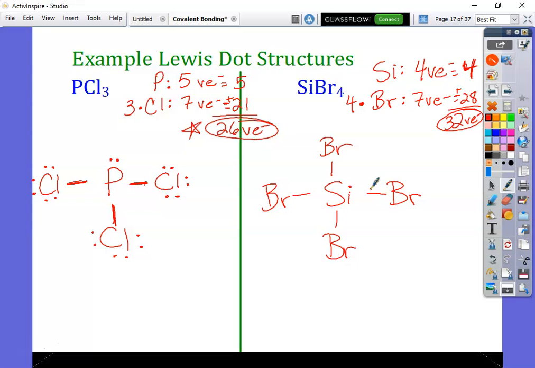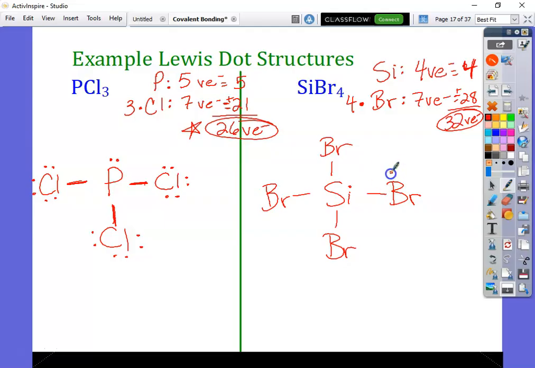Now take a look at this. Silicon, right now, it's done bonding. It has 4 bonded pairs of electrons on it. So actually, this is a good sign because we don't need to worry about silicon and its number of electrons anymore. But our bromines, however, each only have 2 electrons. So we've used 8 total. 32 minus 8 is 24.